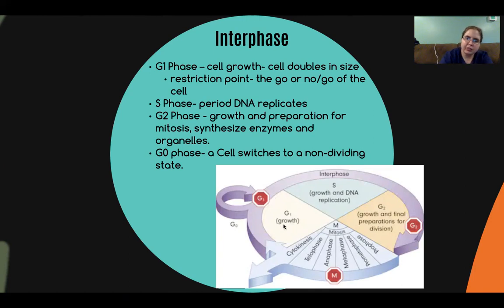Now, not just growing occurs in G1. It's also going to start making a lot of proteins. So depending on the type of cell it is, it's going to make different types of proteins.